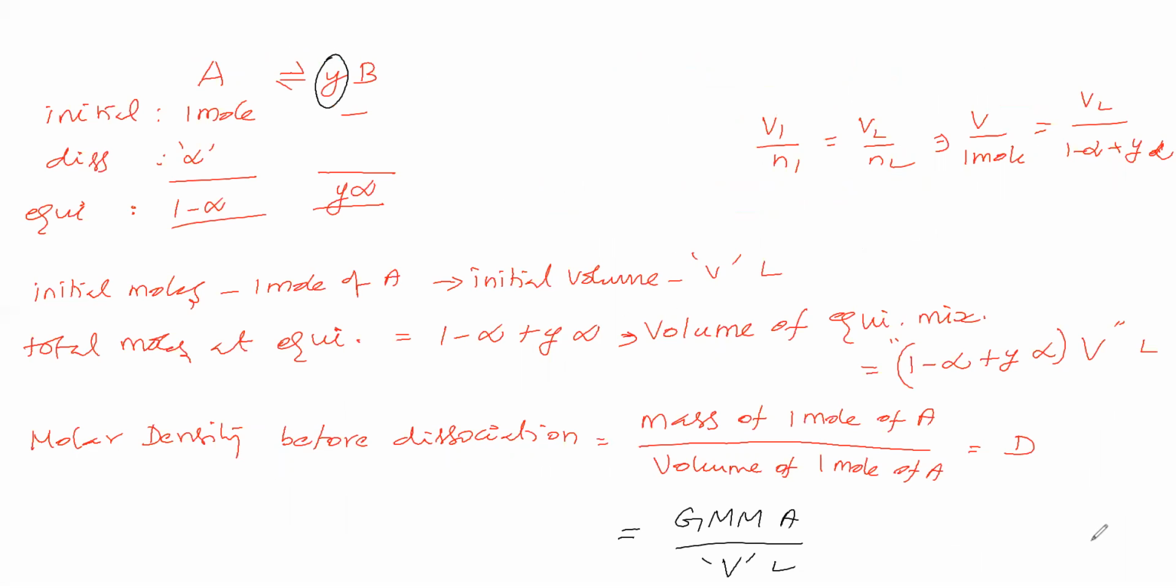Now we will consider some examples to see what the Y value is. If PCl5 gas gives PCl3 gas plus Cl2 gas, what is the Y value? PCl3 is 1 and Cl2 is 1, therefore Y is equal to 2. Like that we can say.